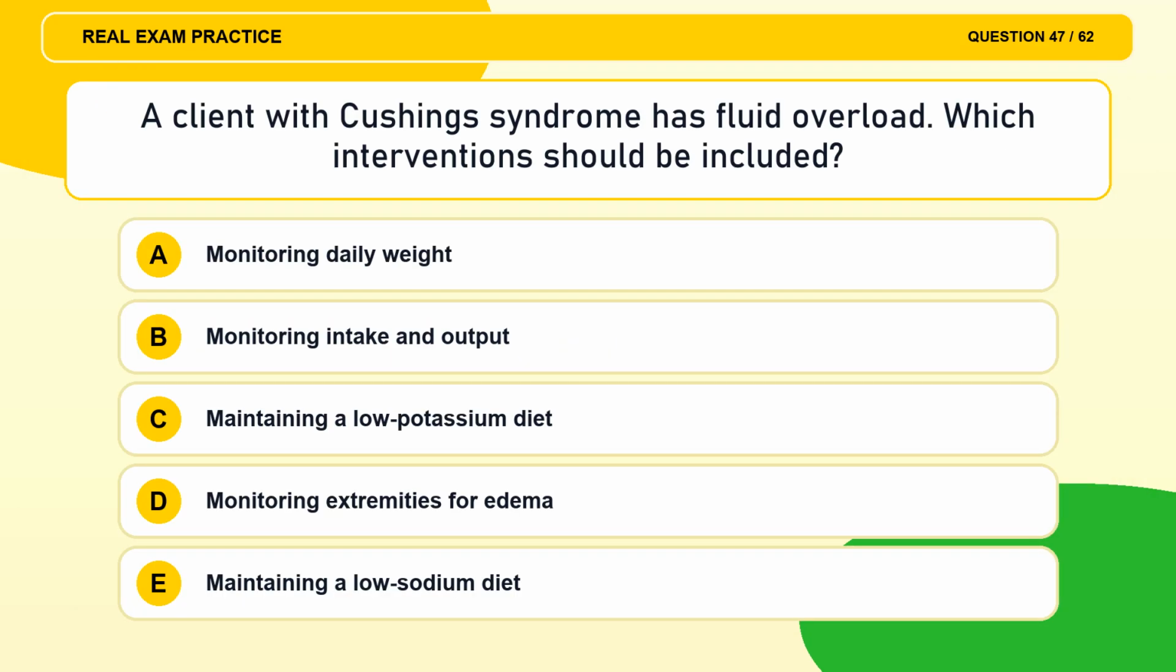Question 47. A client with Cushing's syndrome has fluid overload. Which intervention should be included? Option A, monitoring daily weight. Option B, monitoring intake and output. Option C, maintaining a low-potassium diet. Option D, monitoring extremities for edema. Option E, maintaining a low-sodium diet.